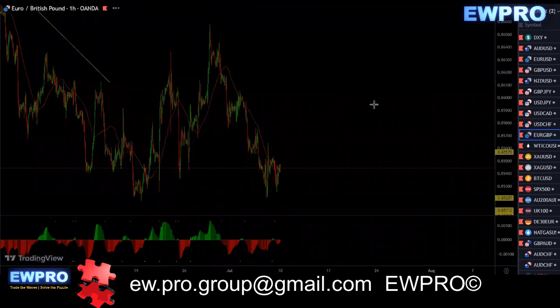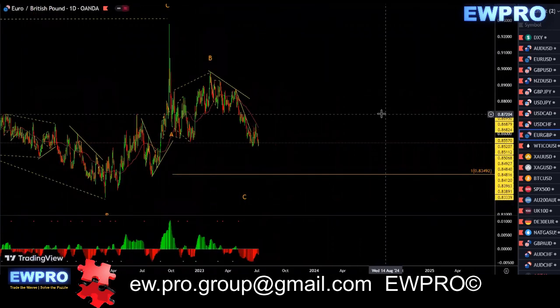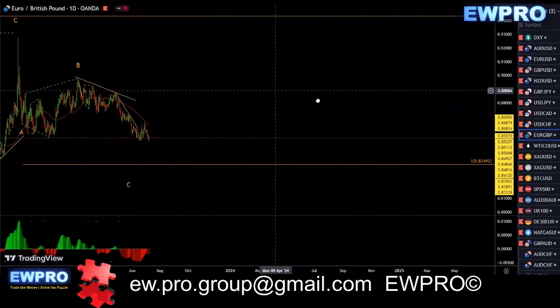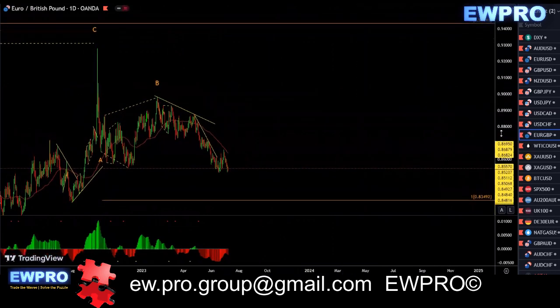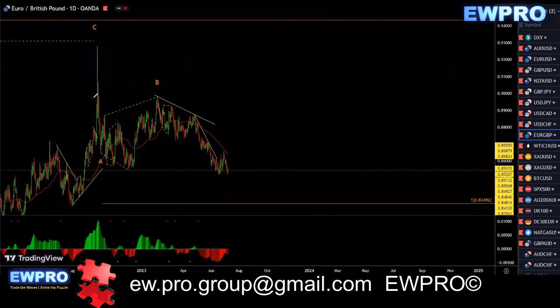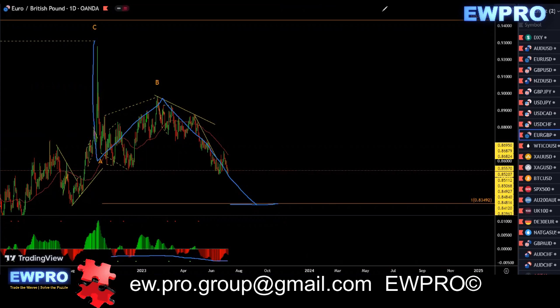EG on the daily. Nothing's really changed on the daily on this. We're getting an A, B, C, possibly down to that 100 pip. We are losing all the bullish divergence on this, so it possibly can get down a lot further.